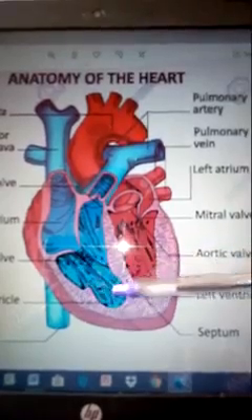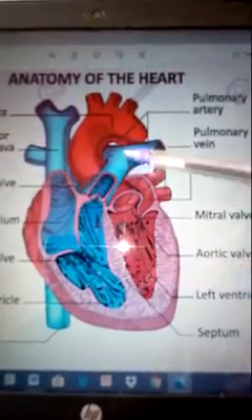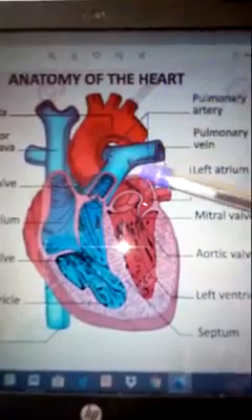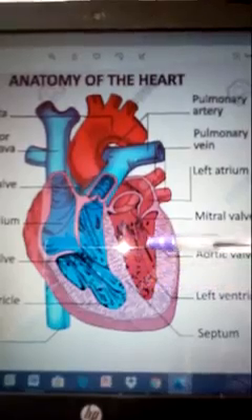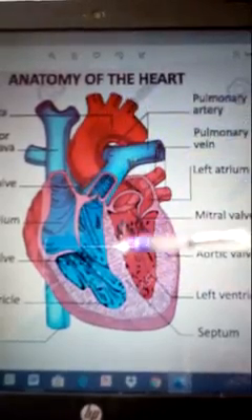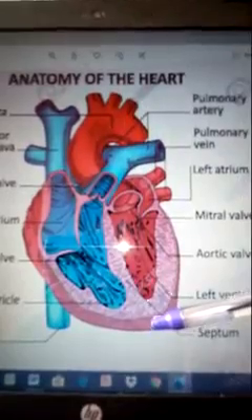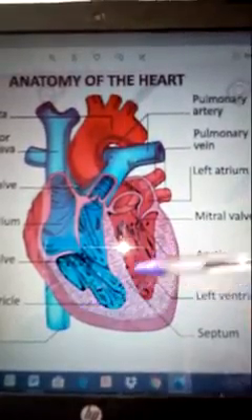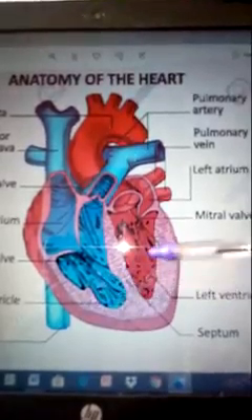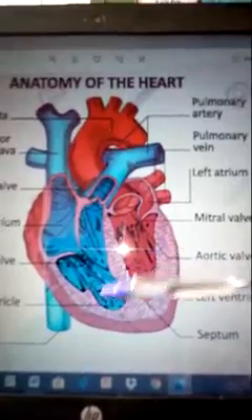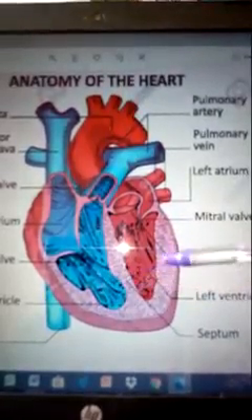Blood leaves the right ventricle to the lungs when the heart contracts, and blood leaves the left ventricle to all parts of the body when the heart contracts. So the difference in the thickness is because of the force that is needed to move the blood to their destination.